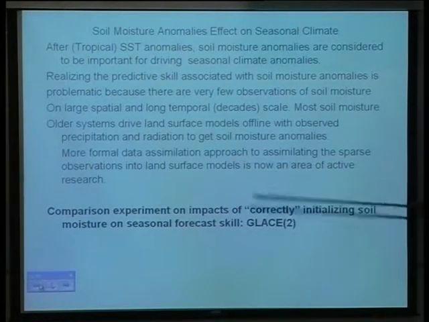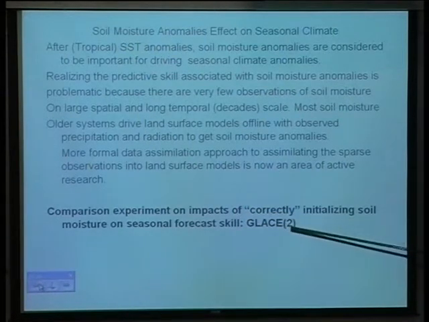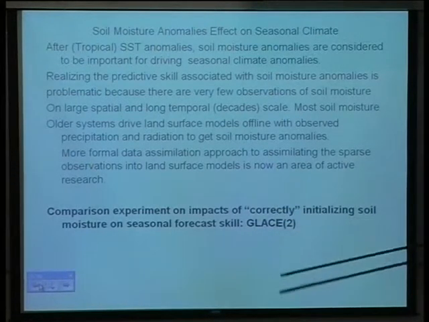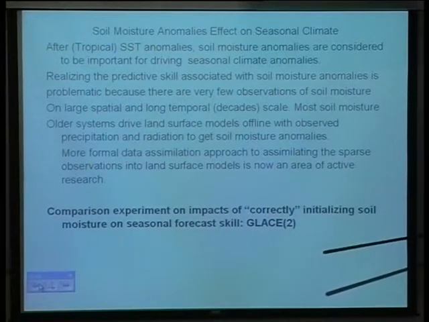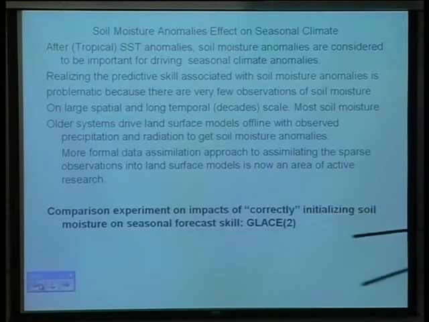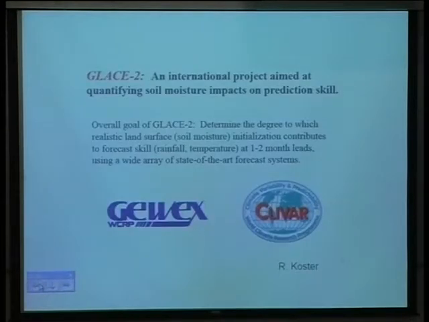There are similar efforts in Europe. What I'll show is a comparison experiment on the impacts of correctly initializing the soil moisture. There was an experiment called GLACE that took, on the order of 10 different coupled general circulation models and initialized the soil moisture, let's call it correctly, and then with some random state, and then determined the difference in forecast skill. So it's a perturbation experiment, and there was a second version called GLACE-2, and those are the results I'll show, which give some indication of the skill improvement from initializing the soil moisture.